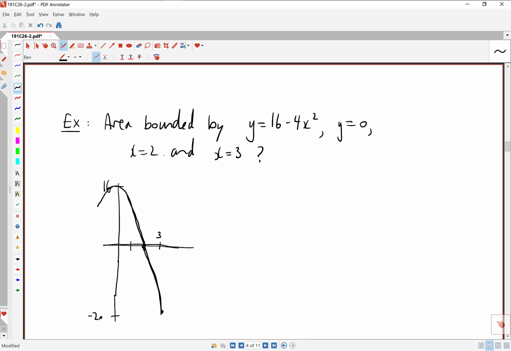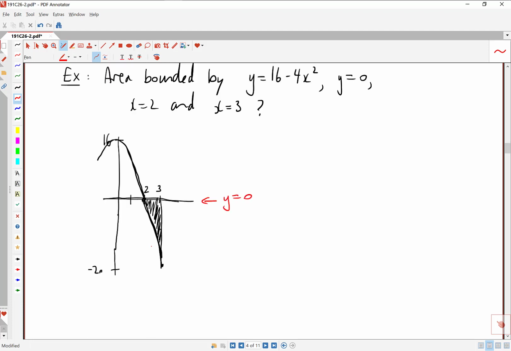And between x values 2 and 3. Okay, so x value 2 is there, 3 is there. So in other words, we're talking about this area in here. So let's label things. The y top is going to be the x-axis, which is y equals 0. The y bottom is coming from our parabola, y equals 16 minus 4x squared. And the x values that we're interested in, 2 and 3.